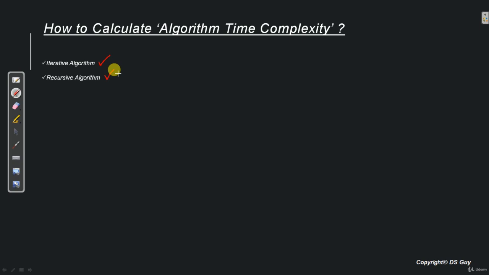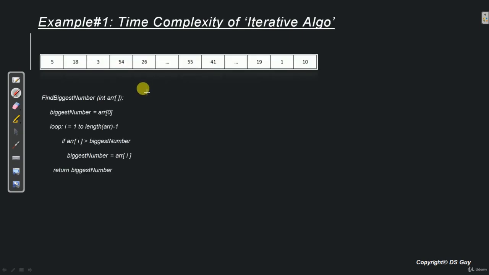So let's get started. Here we have a 1D array which is an unsorted one, and our task is to find the biggest number in this array. The algorithm is very simple. This is the name of the method, findBiggestNumber. It takes the array in which we want to find the biggest number. It initializes the biggest number variable with the value in the first cell of the array.